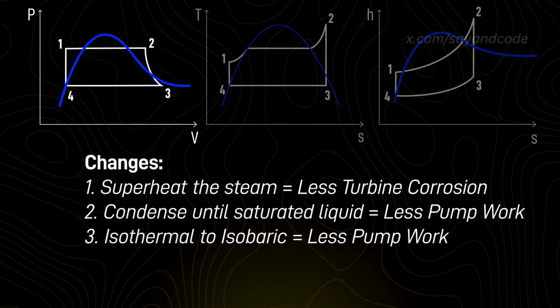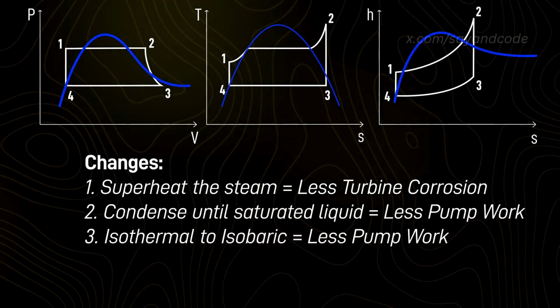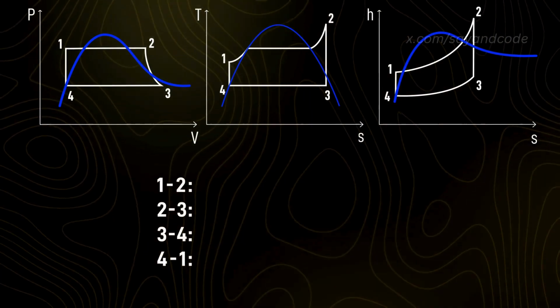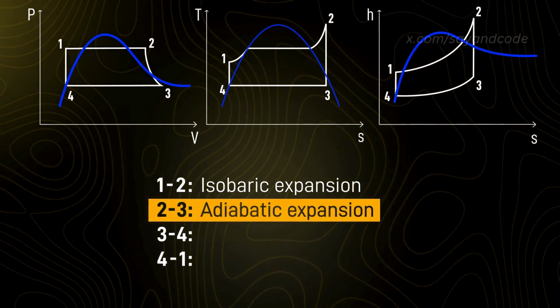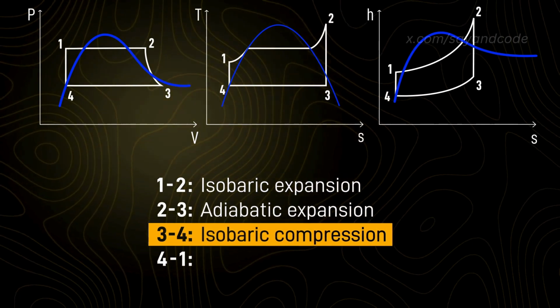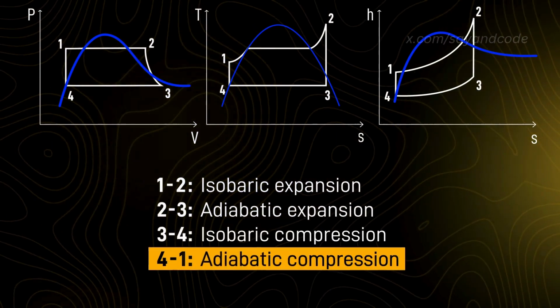So on the PV diagram, the curved line from 4 to 1 becomes a vertical straight line for constant volume. So altogether, the 4 processes are isobaric expansion from 1 to 2, adiabatic expansion from 2 to 3, isobaric compression from 3 to 4, and adiabatic compression from 4 to 1.